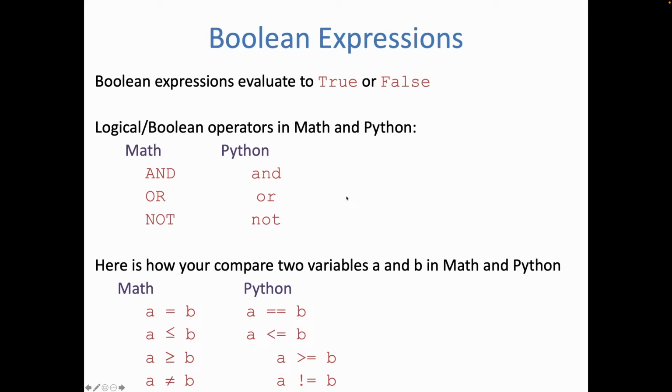Okay, next part is the Boolean expressions. Boolean expressions evaluate to true or false. The logical or Boolean operators in math and Python are here: and, or, not. Here is how you compare two variables, a and b, in math and Python. If you compare whether a is equal to b, you use the double equal sign. And here is whether a is smaller than or equal to b. Here is whether a is larger than or equal to b. Here is whether a is not equal to b.